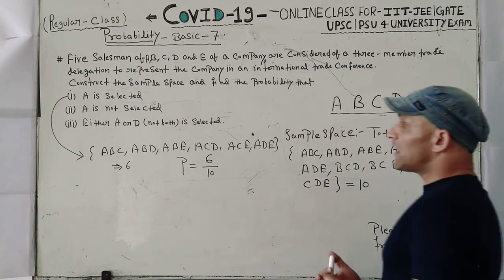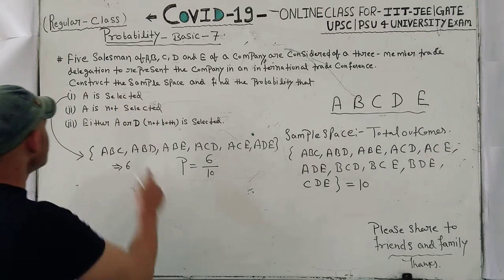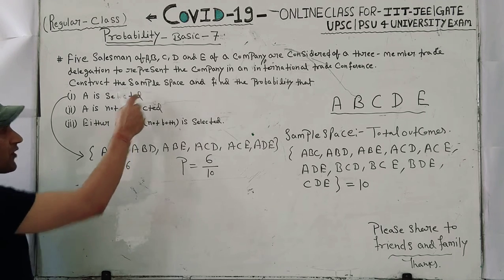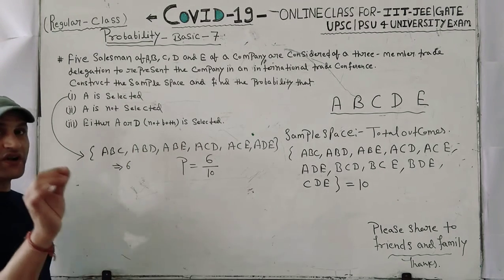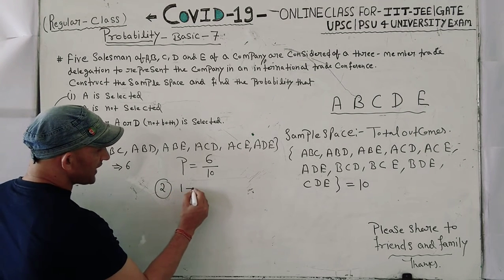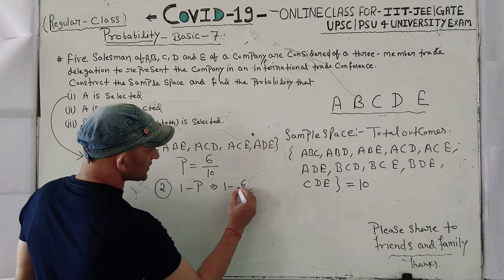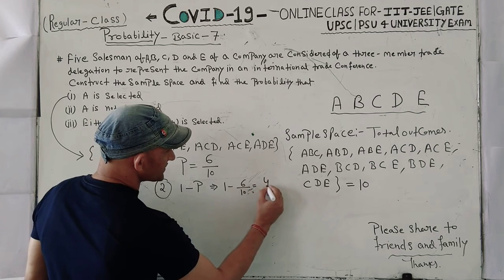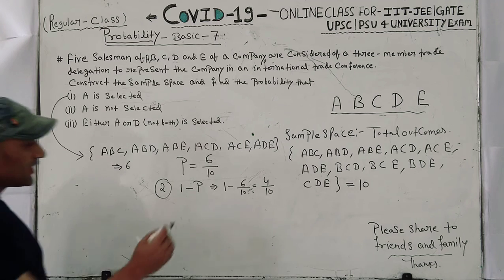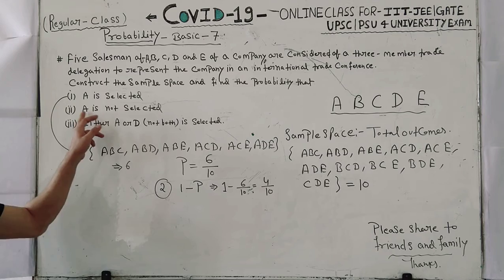Now he is asking for A not to be selected. Whenever the question is like this, it is the opposite of the first question, and the total probability is 1. So you solve it as 1 minus P, where P is the first answer. That is 1 minus 6 upon 10, which is 10 minus 6, that is 4 upon 10. This is your answer. Whenever you have such a question, you use the formula 1 minus something.